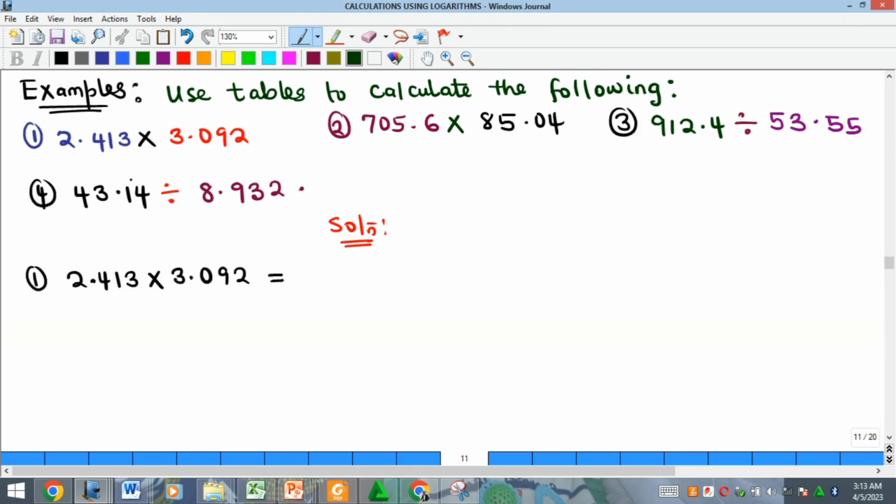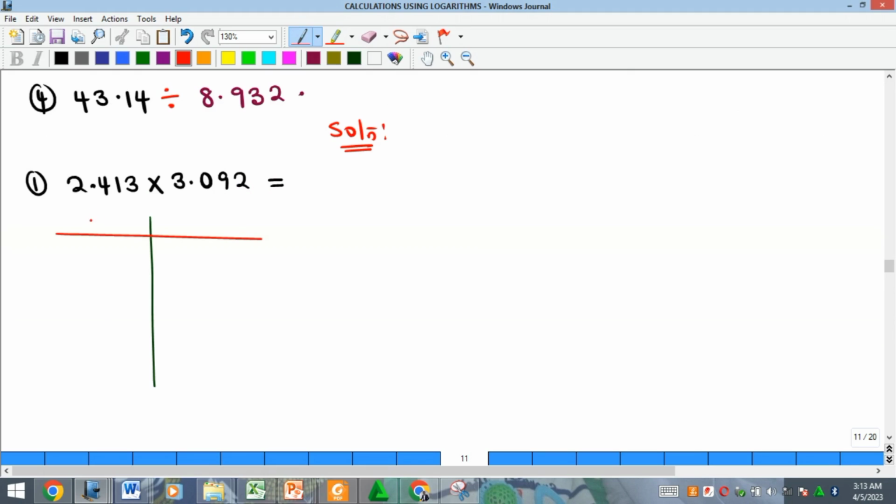Right, so let's see these examples. It says we should use the tables to calculate the following. So we'll begin with example 1. I'm going to draw my log table. On my log table, I will have number and I will have log. So I'm going to write each of the numbers I am multiplying.